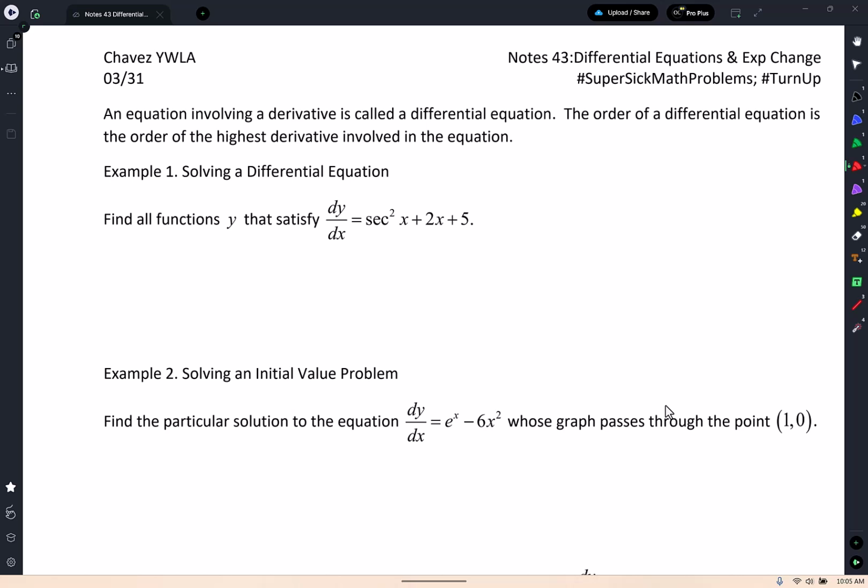An equation involving a derivative is called a differential equation. The order of a differential equation is the order of the highest derivative involved in the equation. We're going to be dealing with primarily first order. We'll let your Diff-EQ class talk about homogeneous second order equations, damped, undamped systems, all that good stuff.